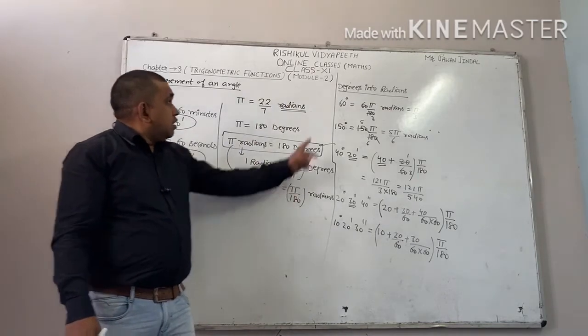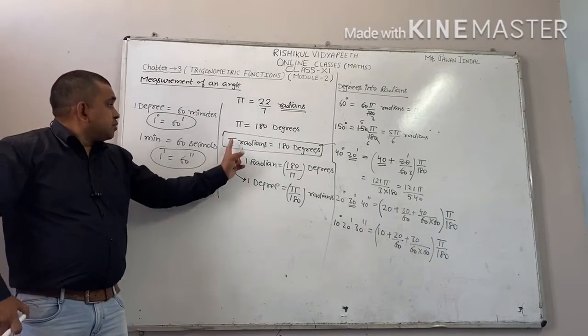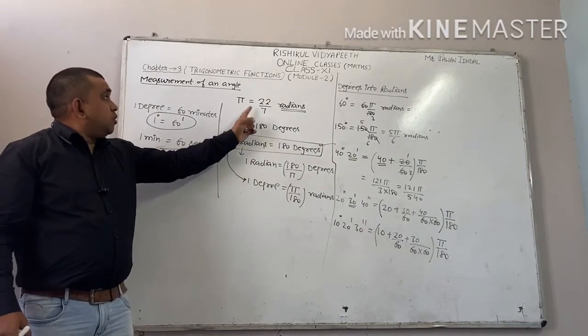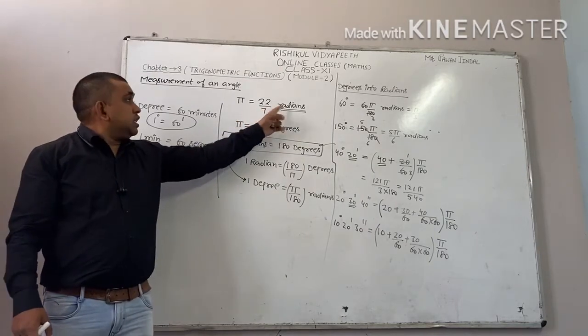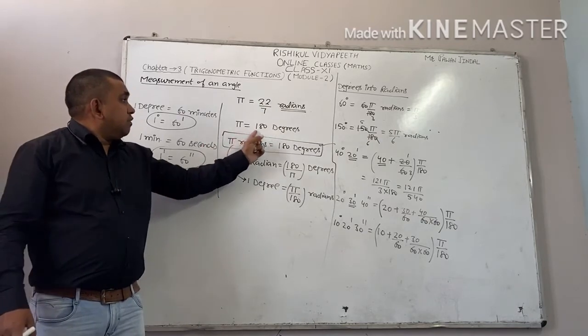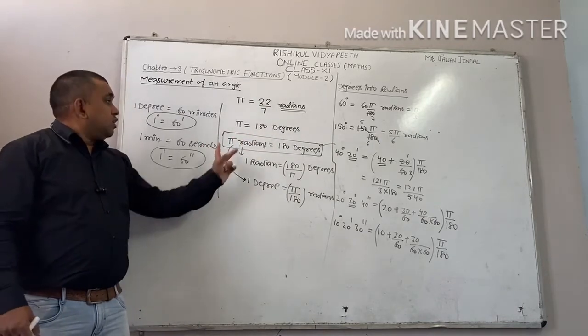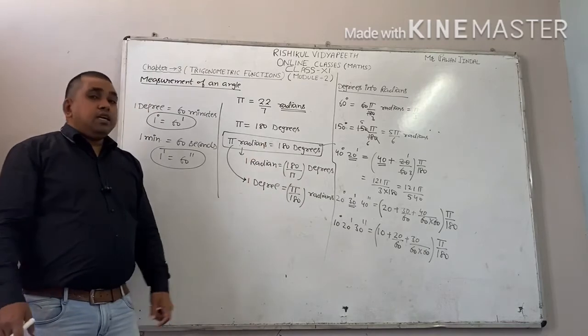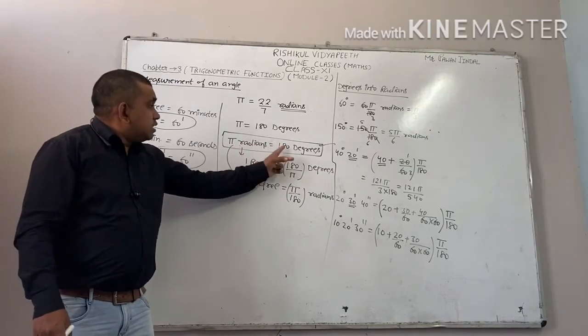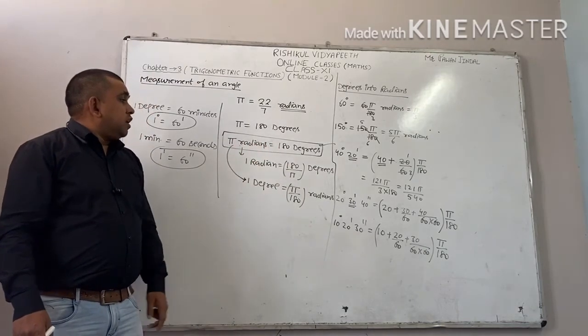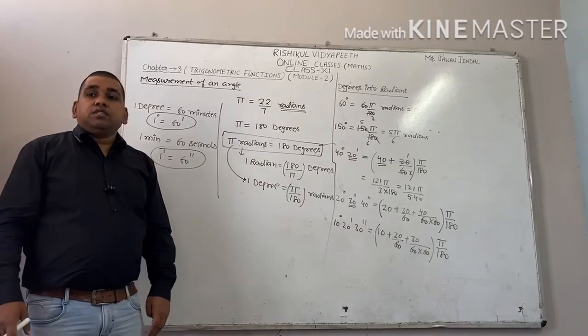Now see the whole topic again. We have to start from here. Pi equals 22 upon 7 radians, no problem. Pi equals 180 degrees, or you can say pi radians equal 180 degrees. You have to remember this formula. With the help of this formula you can solve all the questions.